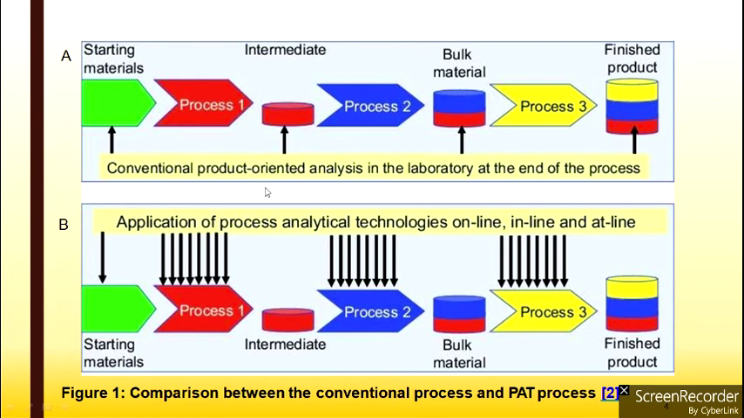This is a comparison between the conventional process and the process after application of process analytical technology, that is PAT. Here you see there's a starting material, which is raw material, and the process is going on. There may be an intermediate step, process 2, process 3, and finally the finished product. These are the main processes, and in between there are minor processes or minor steps that have to be carried out. After allotting this path, you can see here in each process there are some lines. Starting material also has a line.